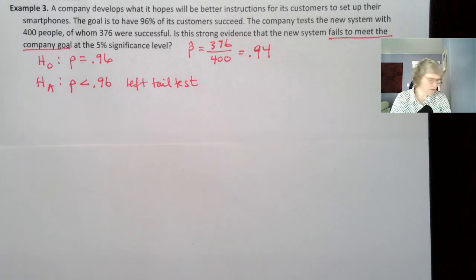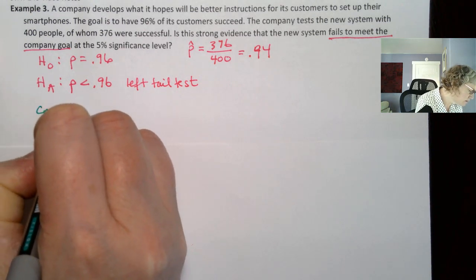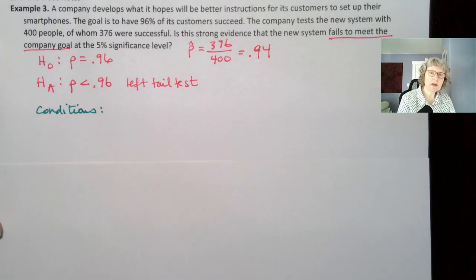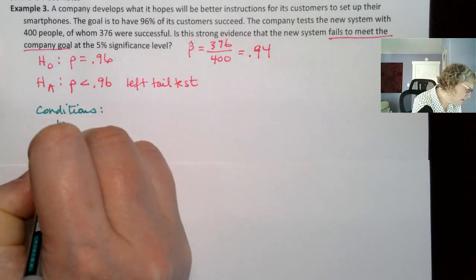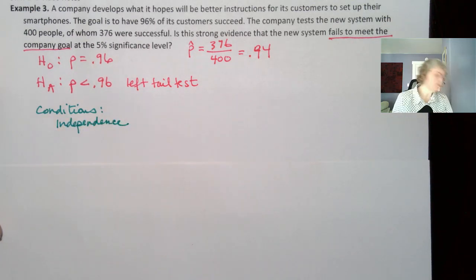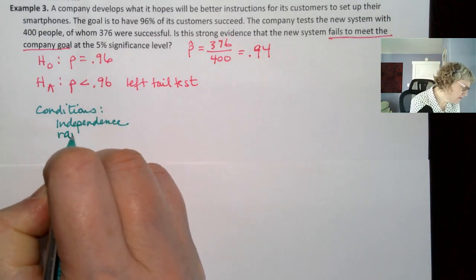The next thing is to check the conditions. I'll do the quick version here because we've been writing these out a lot. So independence. Each customer needs to be independent of each other in their ability, both tech ability and ability to follow directions, I would say. And then we need a random sample.